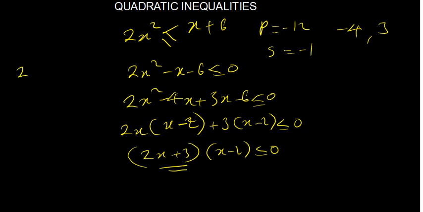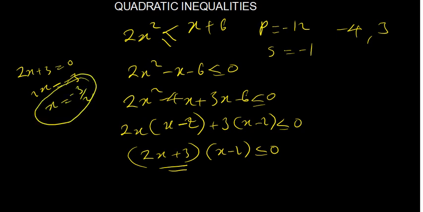So we equate this to 0. What we are going to have is 2x plus 3 is equal to 0. 2x is equal to negative 3. X is giving us negative 3 over 2. This is one critical point. And then equate x minus 2 to 0. We are going to find that x is equal to positive 2. So we have got the two critical points. Now we show a number line.